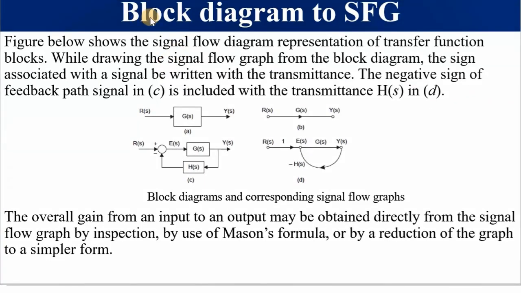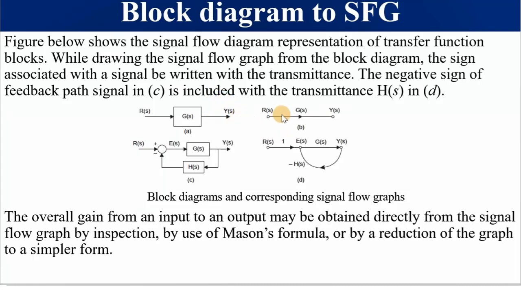How to change a block diagram to a signal flow graph? We've got this block diagram. It has got an input, a transfer function, which is also referred to as gain, and in SFG terms, it is referred to as transmittance. And this is the output response, in this case Y of S.